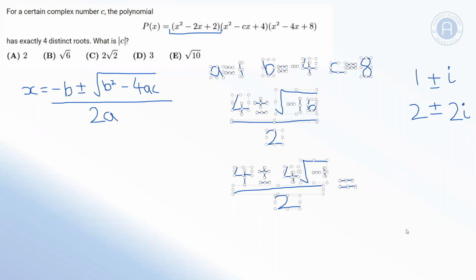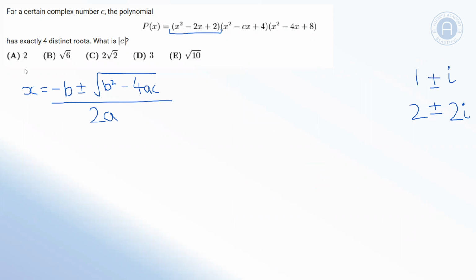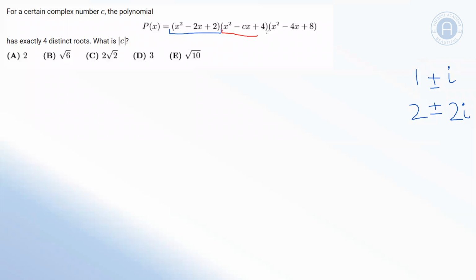We know, because they told us in the question, that it has exactly 4 distinct roots. So therefore we know this middle quadratic, x squared minus cx plus 4, must repeat these roots that we've already worked out. Now to decide which roots it's repeating, we're going to look at this plus 4 at the end. Because we need a positive constant value at the end, we're going to want to use 2 of our roots which involve a negative i and a positive i.